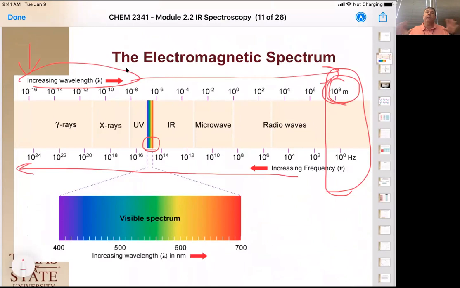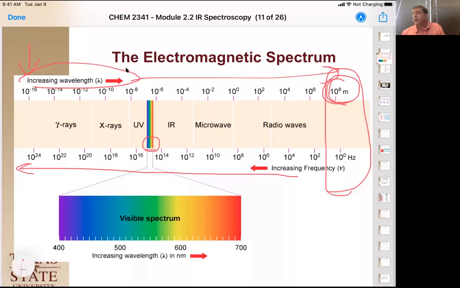Wavelength and frequency are inversely proportional because wavelength is the peak to peak distance, and frequency is how many vibrations per unit length. So as that peak to peak distance increases, the frequency decreases. They're inversely proportional. So your little tiny waves have a high frequency, and big long waves have a very low frequency.